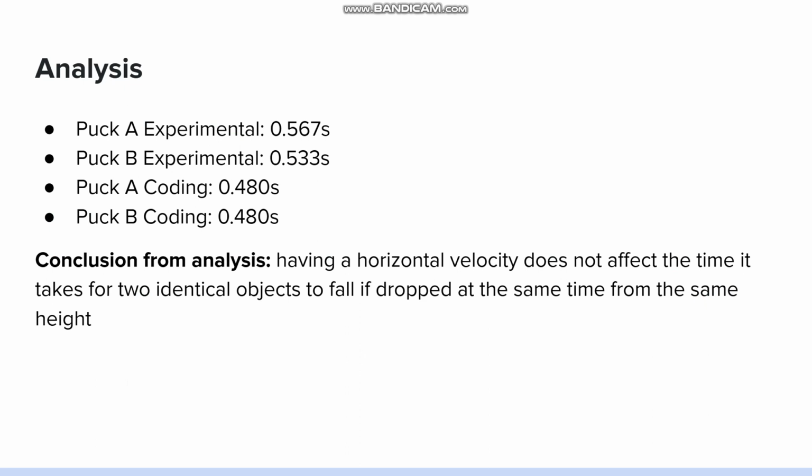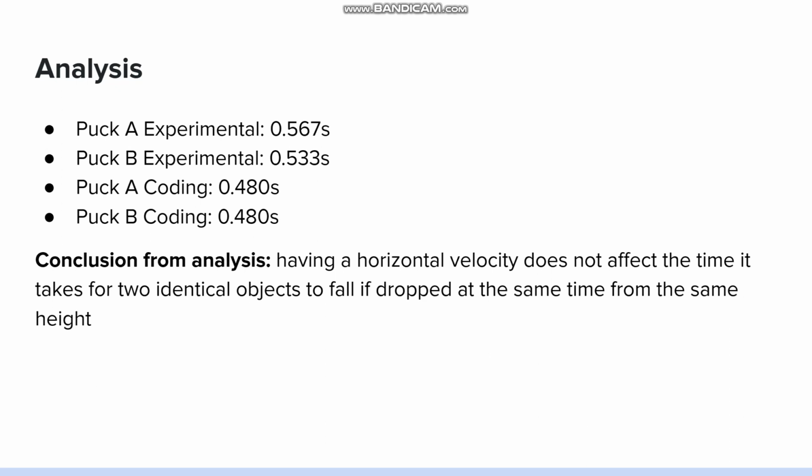From these graphs, in both the experiment and coding, it was found that the puck A experimental time of freefall was 0.567 seconds. The puck B experimental time of freefall was 0.533 seconds. Puck A coding time of freefall was 0.48 seconds, and puck B freefall in coding was 0.48 seconds.